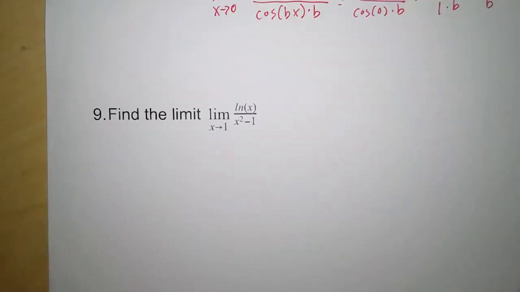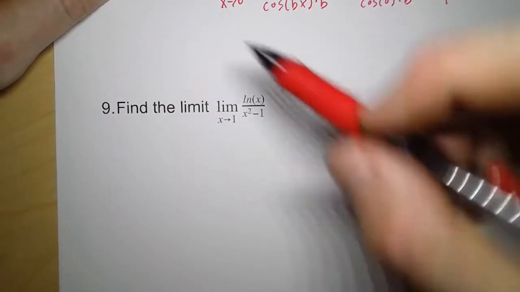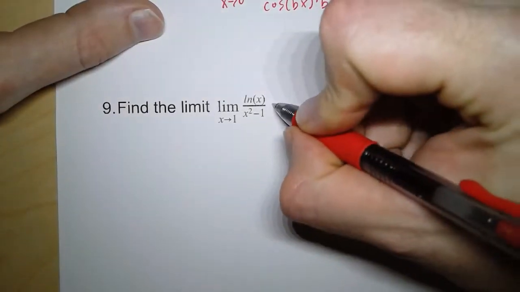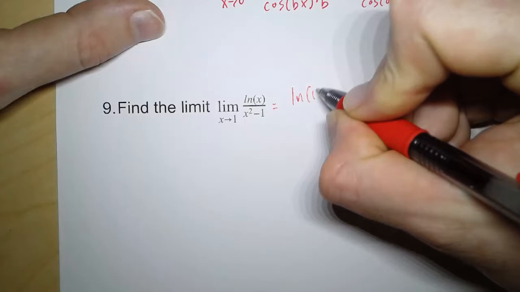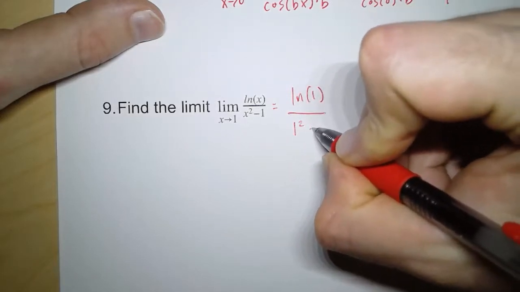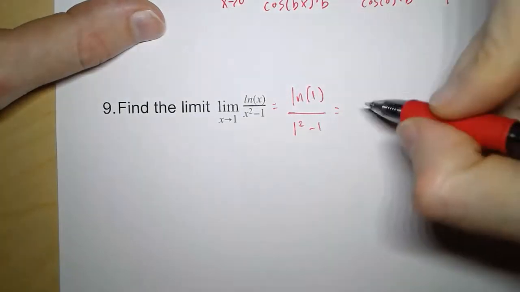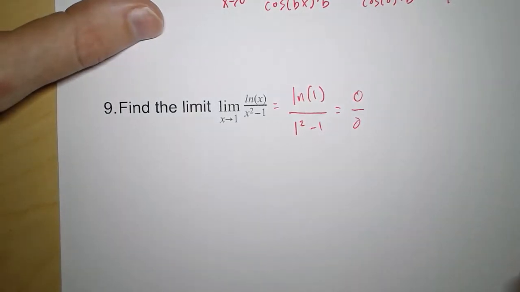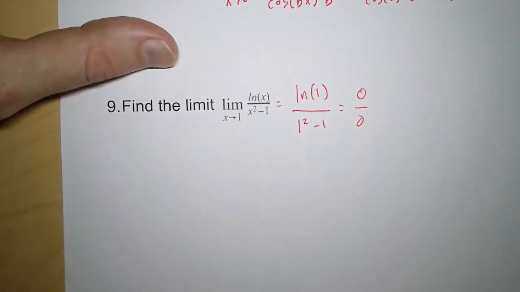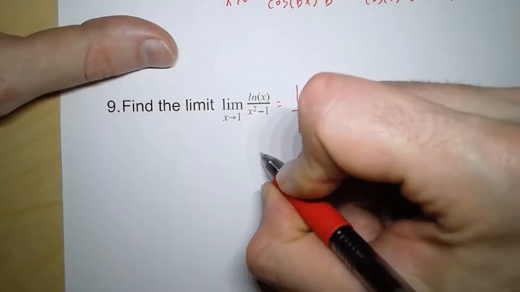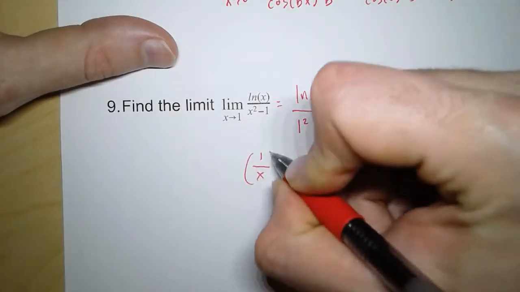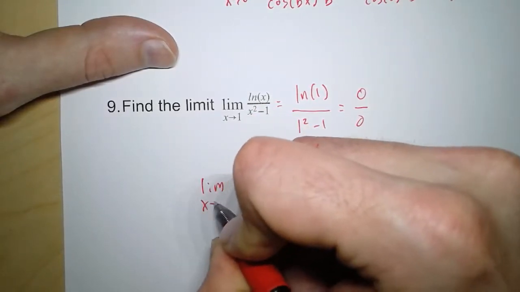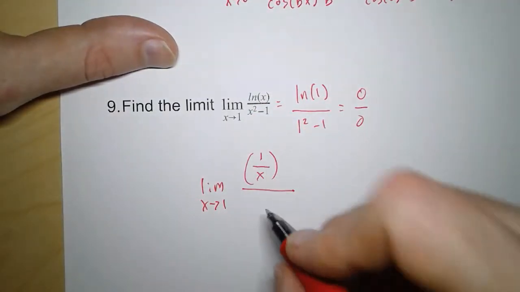Down with number 9, here we have ln x over x squared minus 1. So if we plug in 1, ln of 1 over 1 squared minus 1. So on the top we have 0, and on the bottom we also have 0. Another candidate for L'Hopital's rule. So we take the derivative of the top, ln of x becomes 1 over x. Again, that's just the numerator. Let's not forget our limit as x approaches 1. And on the bottom we have 2x.